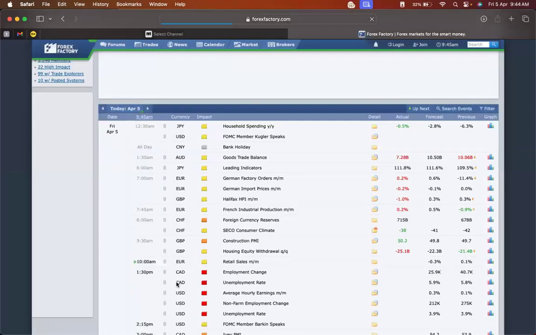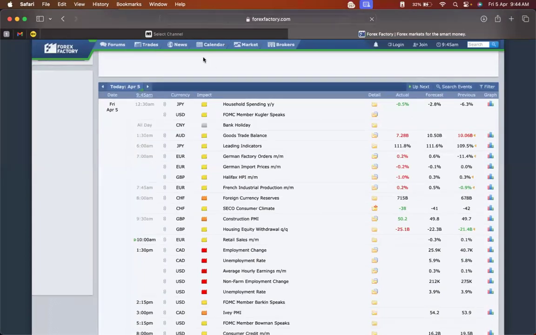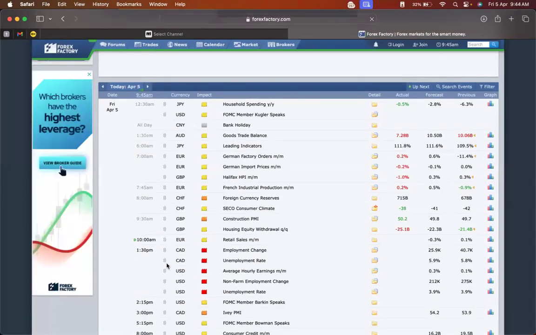So now, if you look at Forex Factory, NFP is by 130. Do you understand? And then we have our forecast, and then our previous. Do you understand?